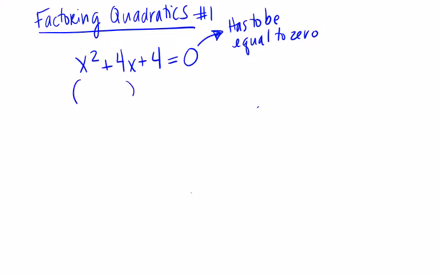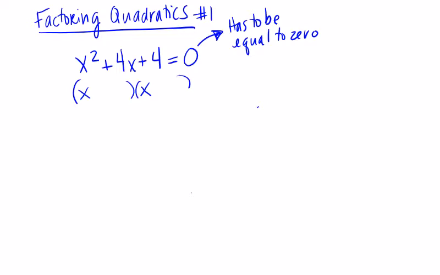All right, so the first thing we're going to do is we're going to figure out our factors. So we have x squared, so we know this is going to be x and x. We have to figure out what two numbers multiply together to equal 4. Our options are 4 and 4, and 2 and 2. We also need to make sure that when added together, they will equal the 4x.